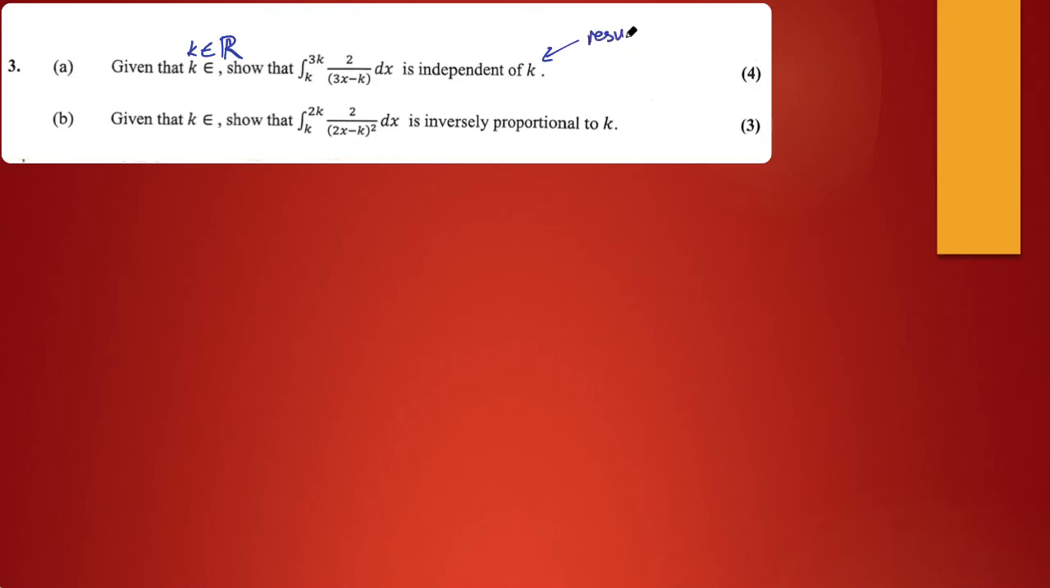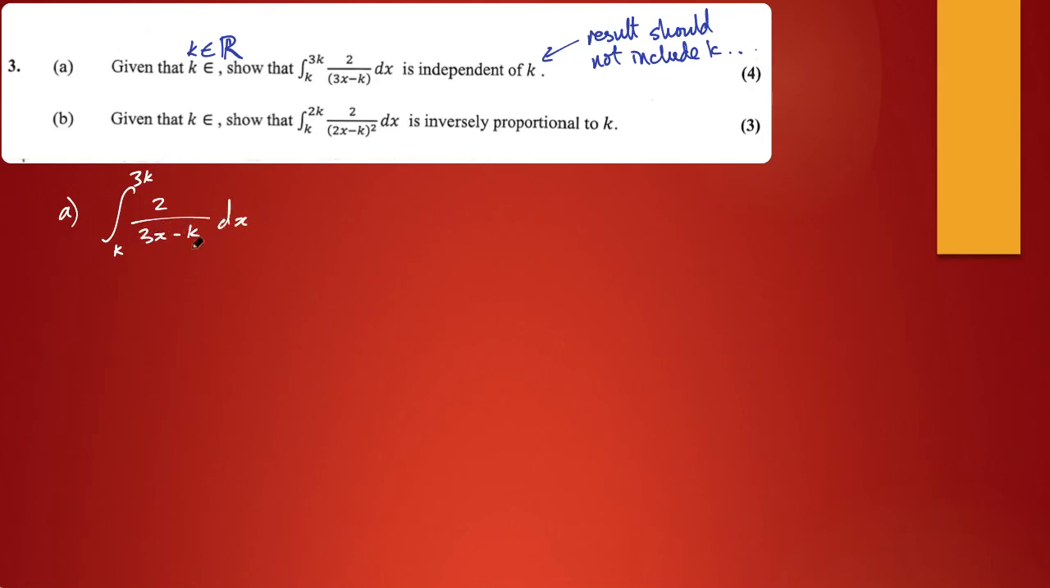So by the time I get to the end of the whole thing, my result should not include k. That's what I'm hoping for, although you might not know that when looking at the question. If you don't know that, we will just go ahead and integrate, because that's all you can do with this question. So I'll do that now. Go ahead and integrate from k to 3k, 2 over 3x minus k with respect to x.